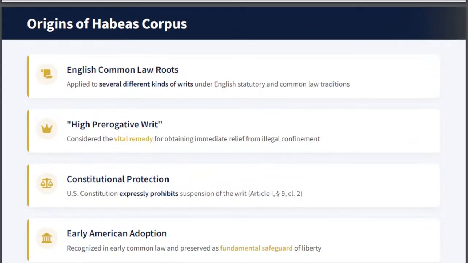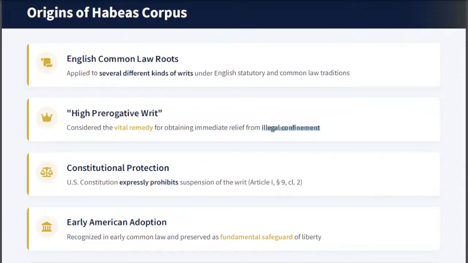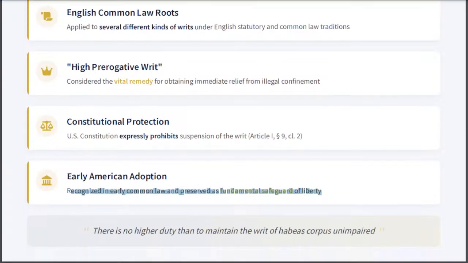The origins of the habeas corpus. It started with the English common law roots, applied to several different kinds of writs under English statutory and common law traditions. It's a high prerogative writ, considered the vital remedy for obtaining immediate relief from illegal confinement. It has constitutional protection now. In the U.S. Constitution, it expressly prohibits the suspension of the writ. Article 1, Section 9, Clause 2. And early American adoption, recognized early in common law and preserved as fundamental safeguard of liberty. There is no higher duty than to maintain the writ of habeas corpus unimpaired.